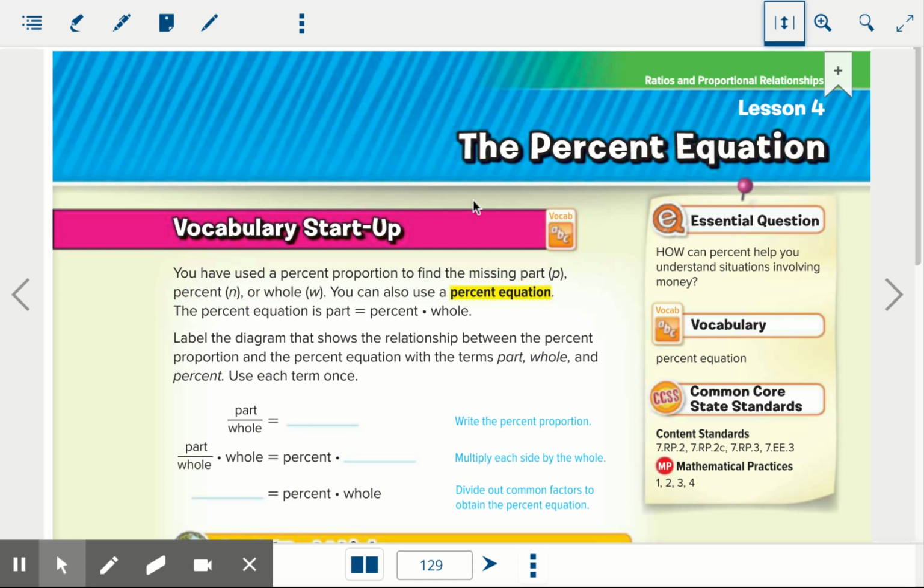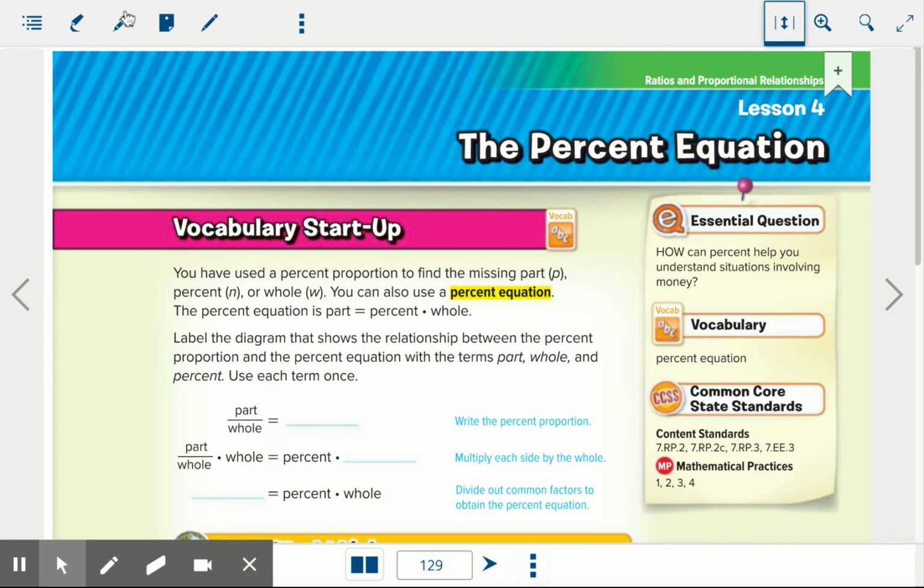Hello, everybody. All right, today we are going to be working on percent equation. We are going to be solving the same types of problems we have been for the last 3 days, except we're going to look at solving them in a different way. If you recall, in the last few days, we've been setting up the percent proportion, which is where we put the percent over 100, and we put it equal to the part over the whole.